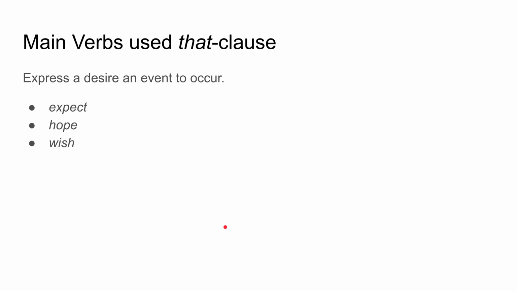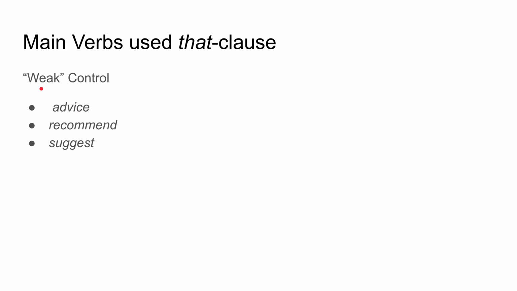There are two other classes. You have verbs that express a desire for an event to occur: expect, hope, and wish. And we also have the weak control, such as give advice, recommend, suggest. I suggest that you study. I recommend that you study. We have the strong control. I demand that you study. I insist, I require that you study. These two differ in giving a suggestion versus giving a command.